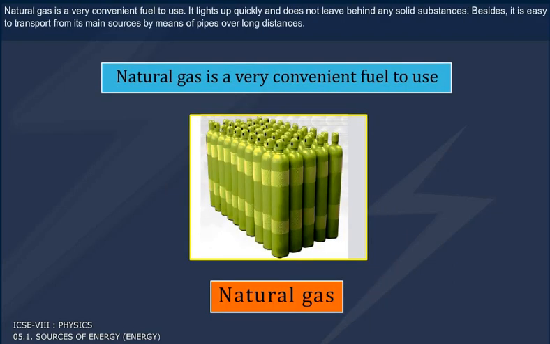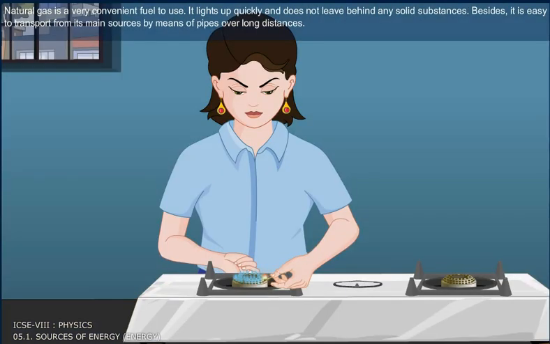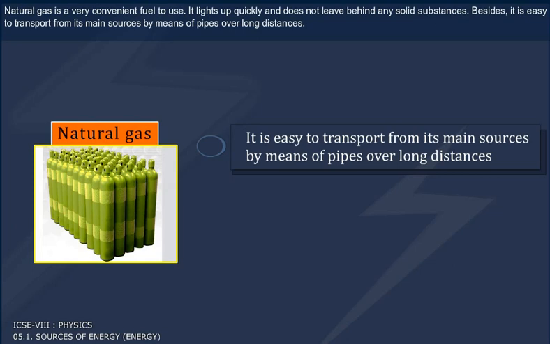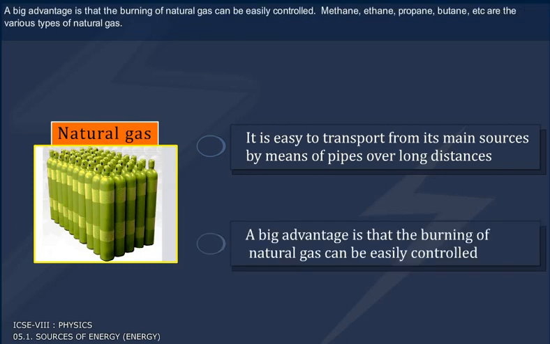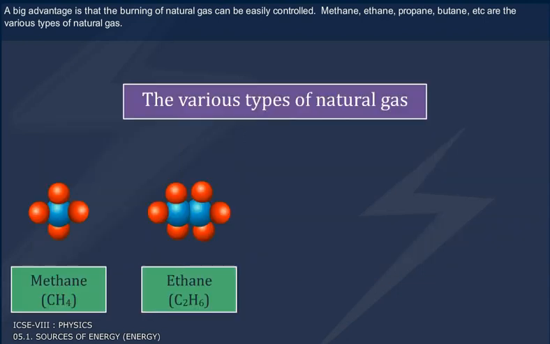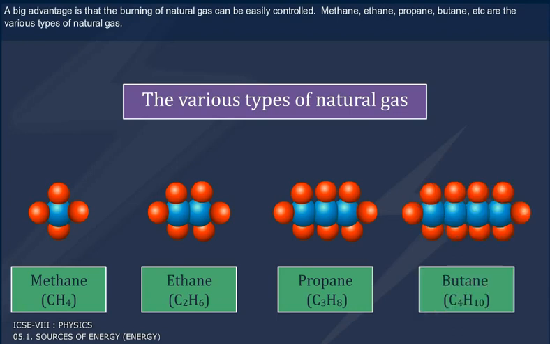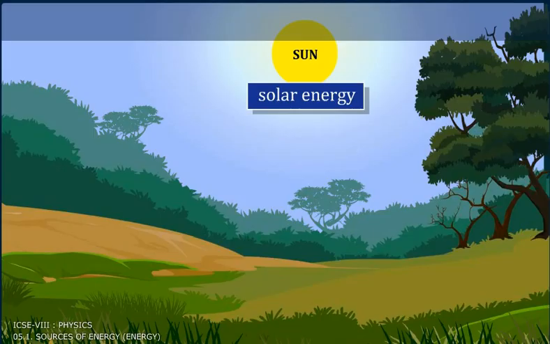Natural gas is a very convenient fuel to use. It lights up quickly and does not leave behind any solid substances. Besides, it's easy to transport from its main sources by means of pipes over long distances. A big advantage is that the burning of natural gas can be easily controlled. Methane, ethane, propane, butane, etc. are the various types of natural gas.